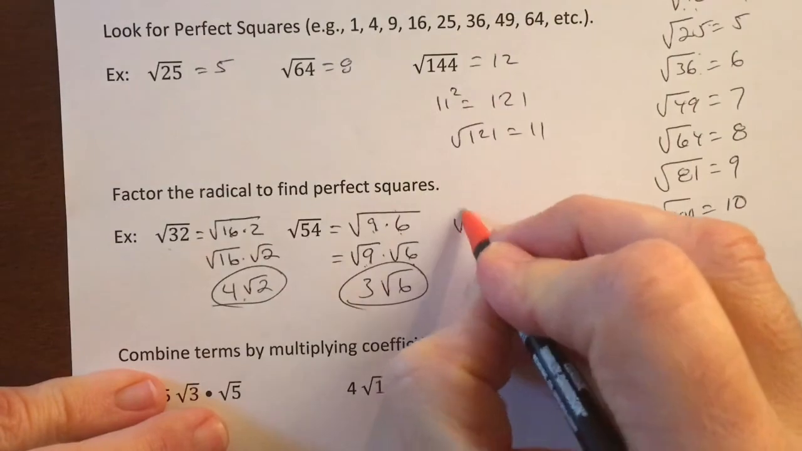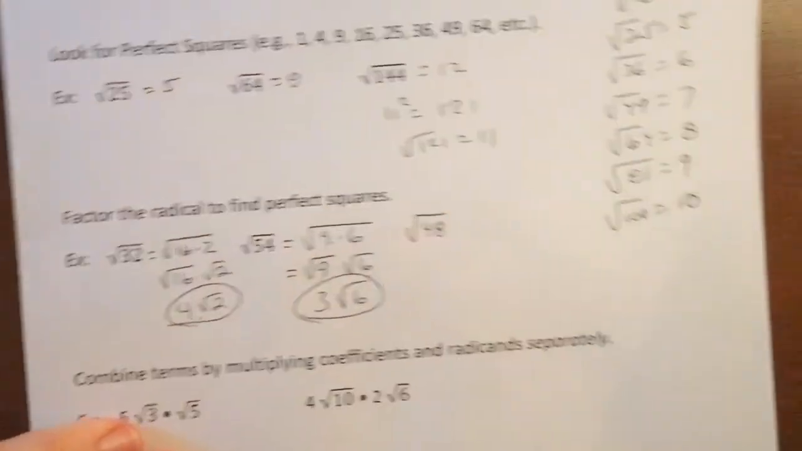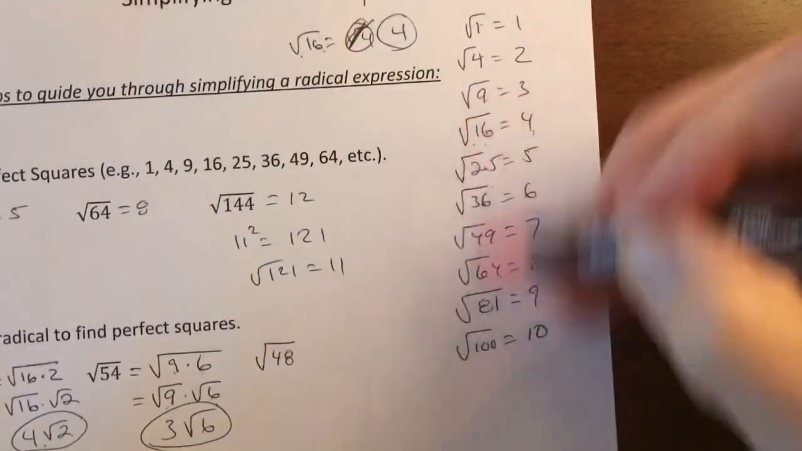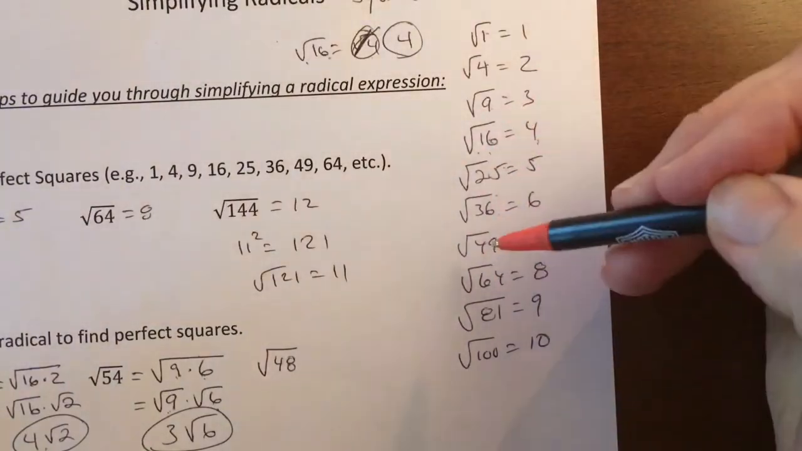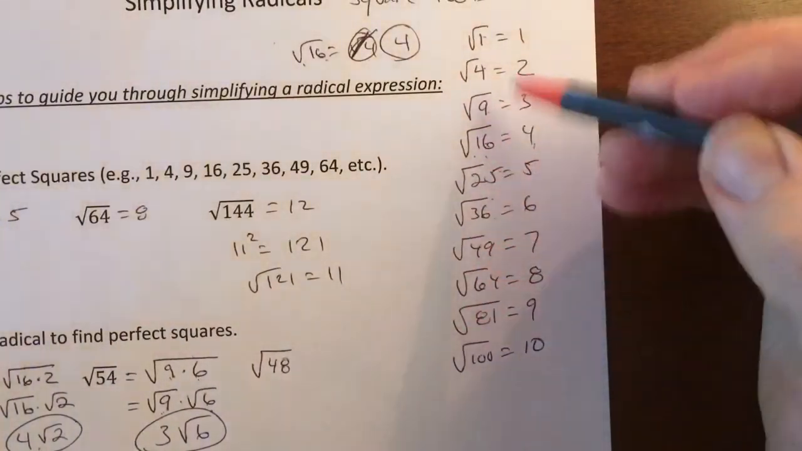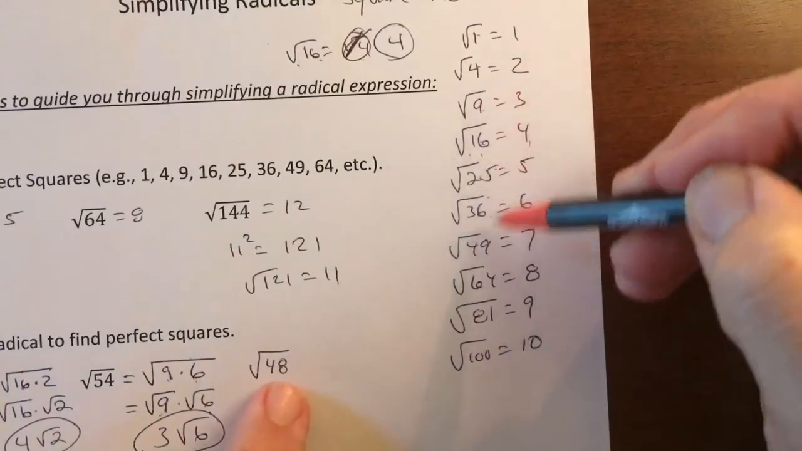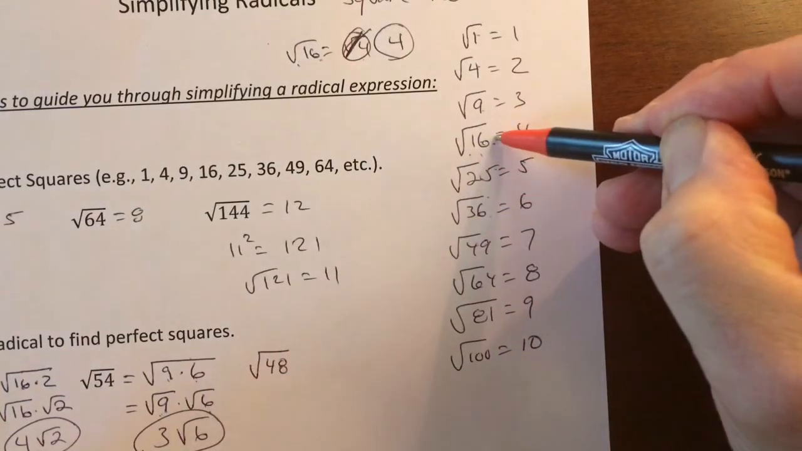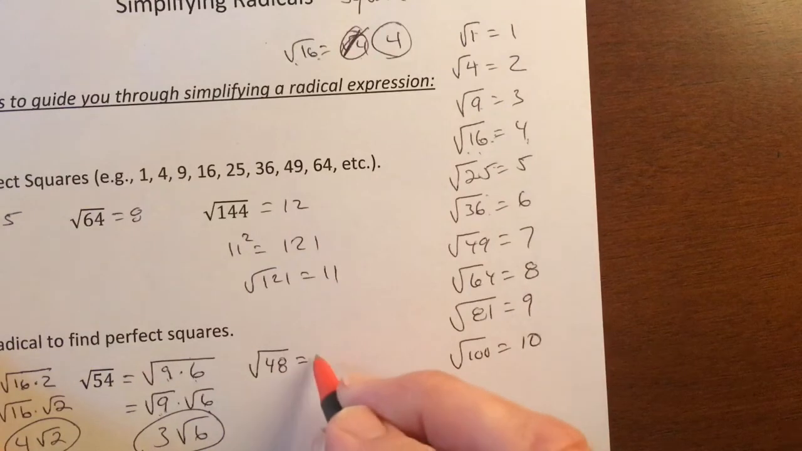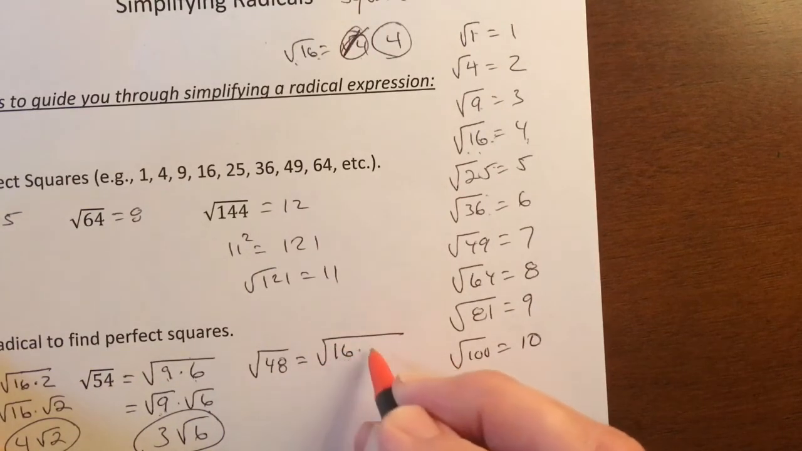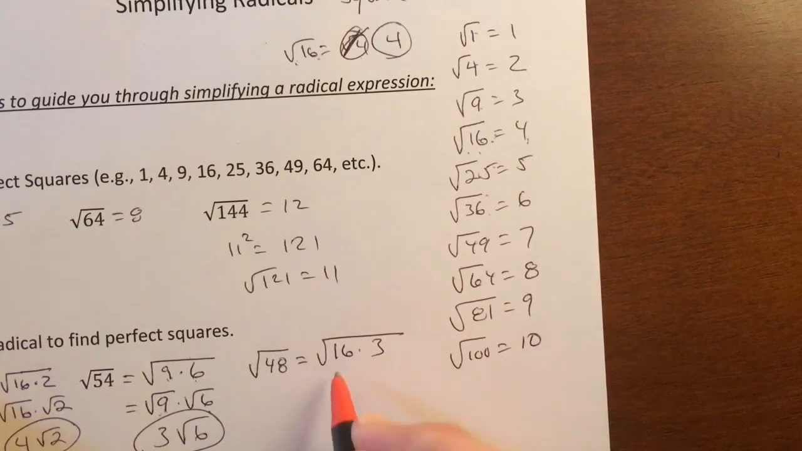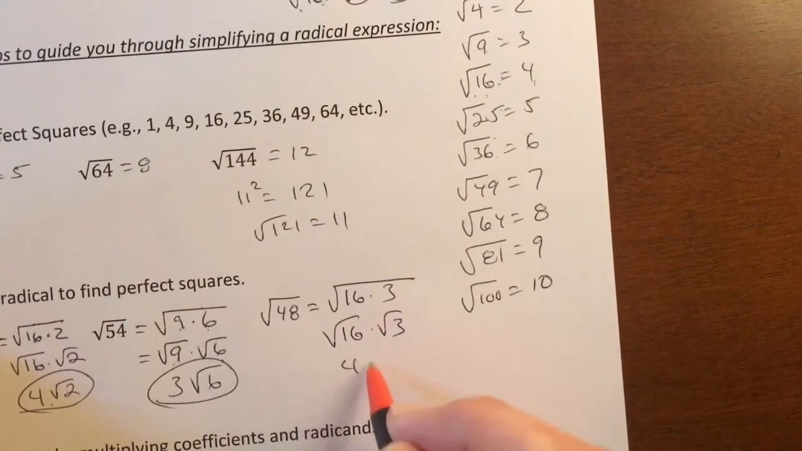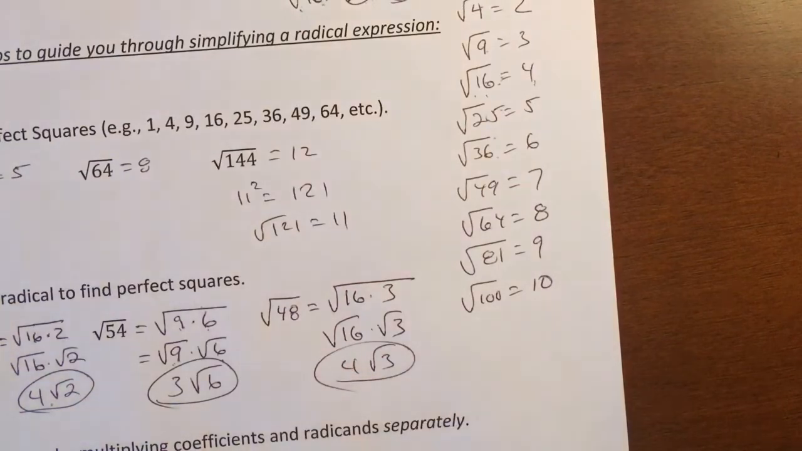Let's try a few others that are on here. Let's try square root of 48. Again, I'm trying to find a perfect square from my list. This list is nice to have laying around. I won't give it to you, but if you need to have it written down someplace, write it down and you can look for the numbers. I think 16 goes into 48. I think it's 3 times. So I would write the larger radical as 16 times 3 under the radical. Split the radical, and square root of 16 is 4, and the 3. So it takes some practice. You've got to look for these, and some of them aren't always so obvious.